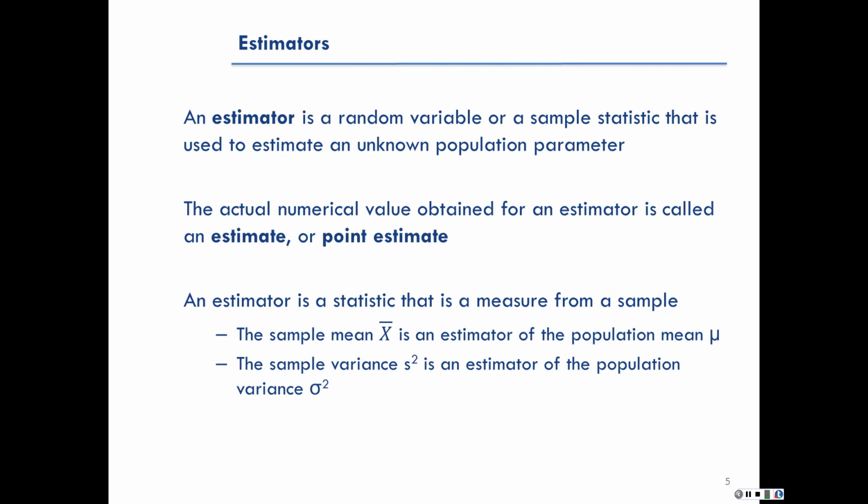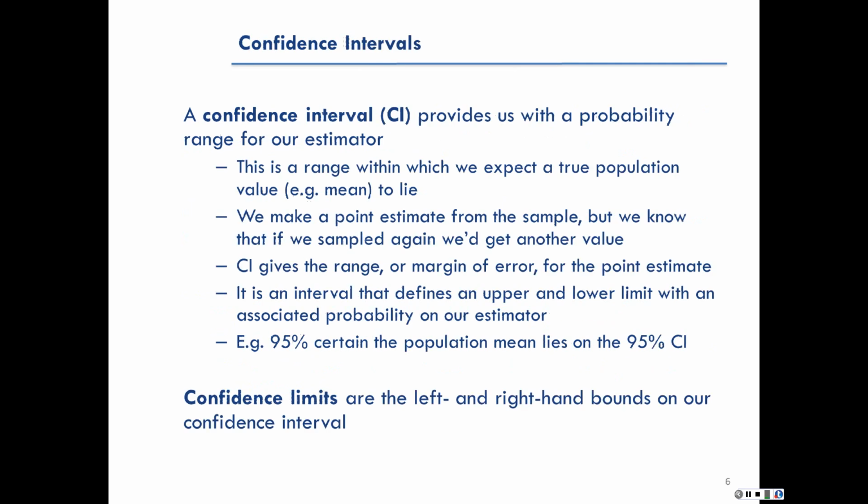And so the most common estimator, the one we're going to talk about the most, is the sample mean, often referred to using the symbol X bar. And so this is an estimator of the population mean, often signified by the Greek letter mu. Also, the sample variance, which is S squared, that's how it's often signified, is an estimator of the population variance, sigma squared. So those are two common estimators we're going to be talking about.